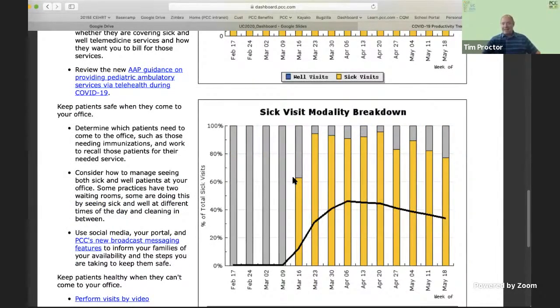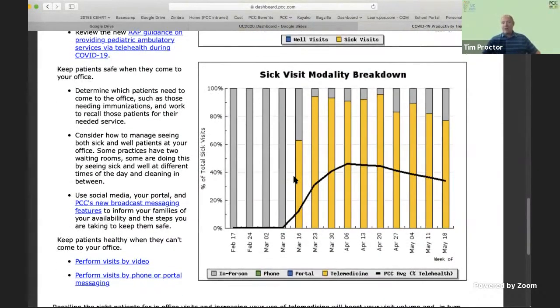And then lastly, we get a sick visit modality breakdown. So as practices are starting to do telemedicine at your office, or doing billing via portal visits and phone visits, we wanted to give an indication of how many visits you're doing that are telemedicine versus in office or other modalities. And this is focused on sick visits, and we show that here, along with an average trend. So you can see, like most practices, by early April, we're up to about 40% of their sick visit volume being done via telemedicine of some kind.